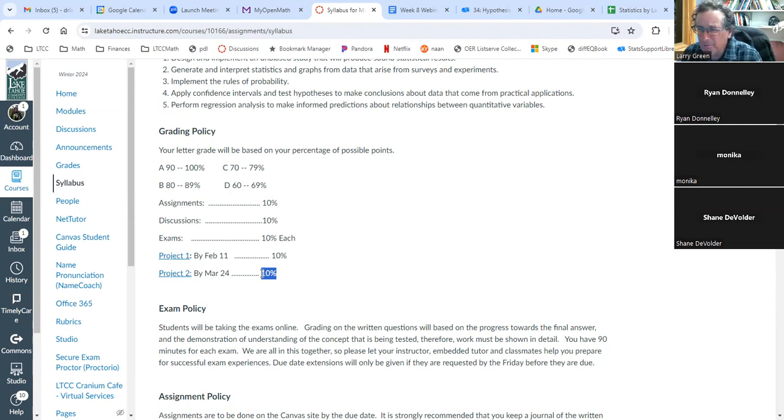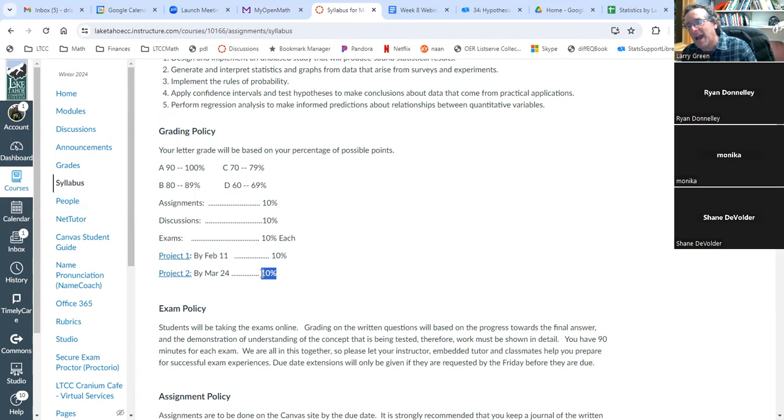I want to give you one more weird thing, and that is something about Canvas. When Canvas predicts your grade, it takes your project one grade and assumes you're going to get the same grade on project two to give you your predicted grade percent. So let's suppose your course grade percent is 80% and your project one grade was 95%. Then if your project two grade is 90%, your course grade will go down. That's just the way Canvas does the math.